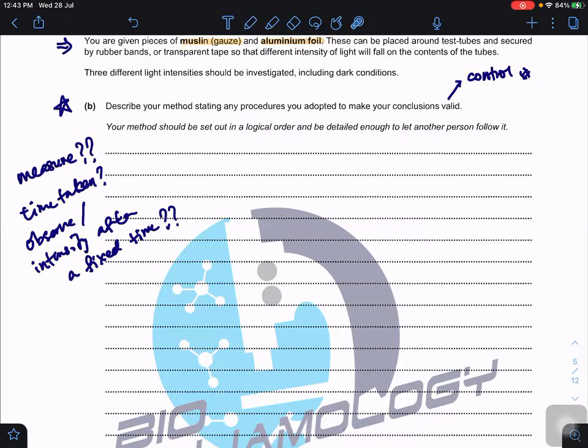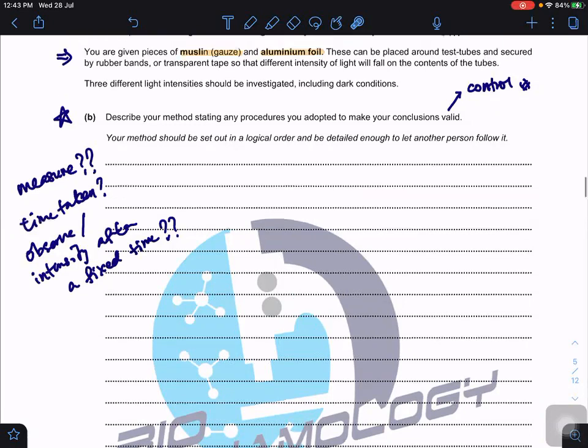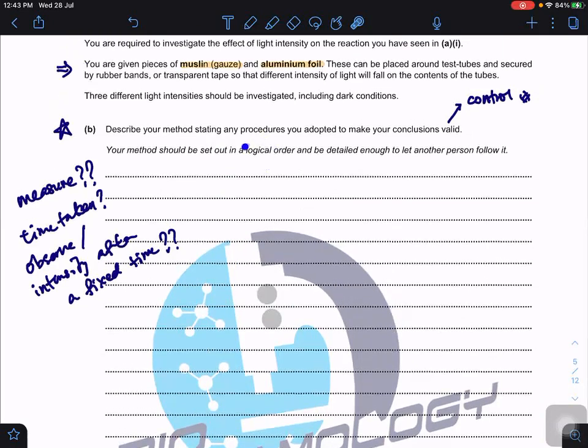So which one, guys? Which one? Time taken is easier, or observe it or measure using a colorimeter, okay, the color intensity at a fixed time interval. Let's say, for example, after 3 minutes, you measure the light intensity. Which one is more possible? Time taken, or you actually read the color intensity or determine the color intensity by the colorimeter. So it must be logical.